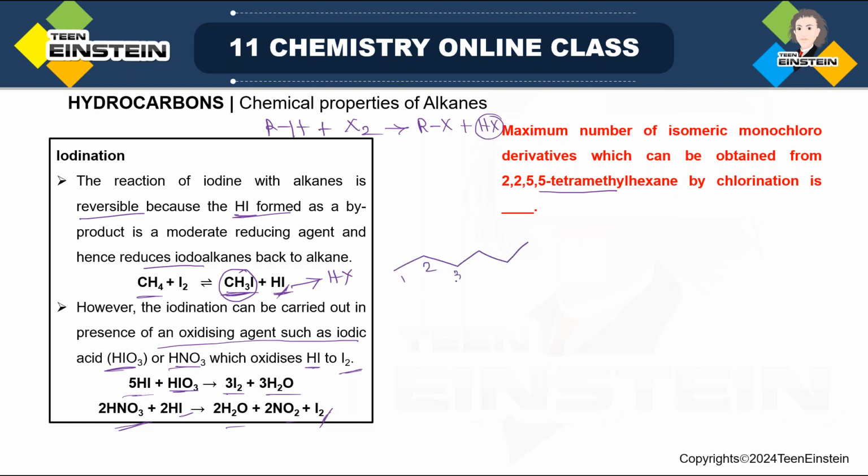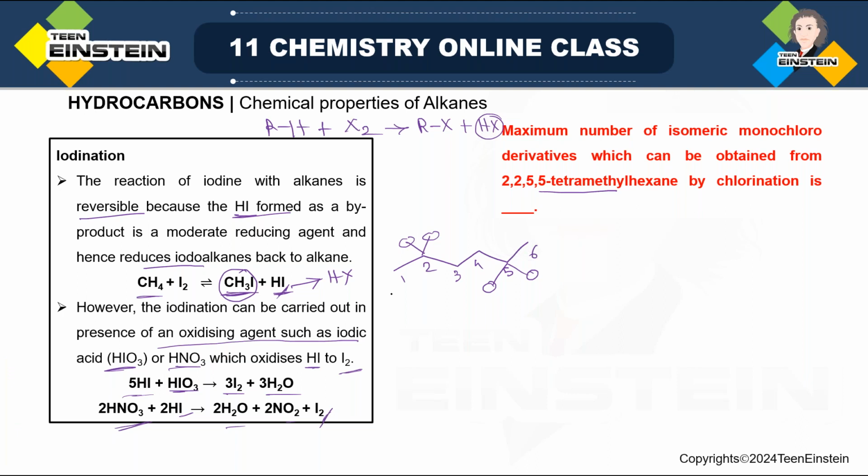Fine. Now at 2 position there are 2 methyl groups. At 5 position there are 2 methyl groups. So the groups I am just circling so that you can see them differently. In this molecule, you have to understand how many different types of hydrogens are there. We have already done this. Remember, in case of propane, we have seen there are 2 different types of hydrogen. Similarly, you just have to understand how many different types of hydrogens are there.